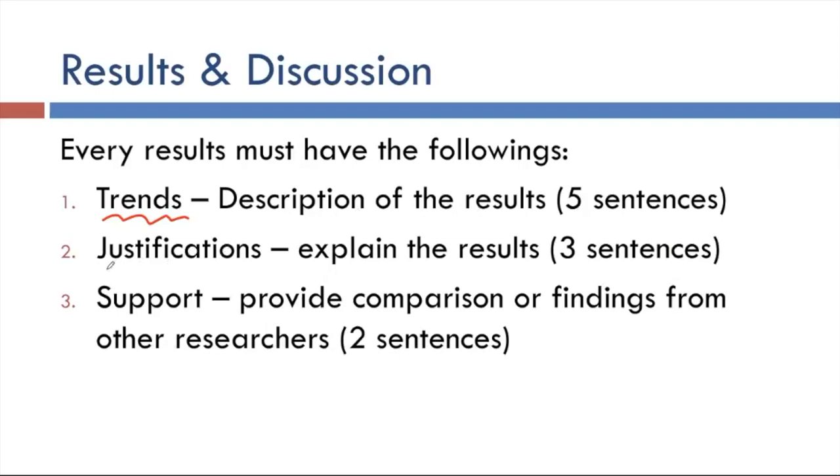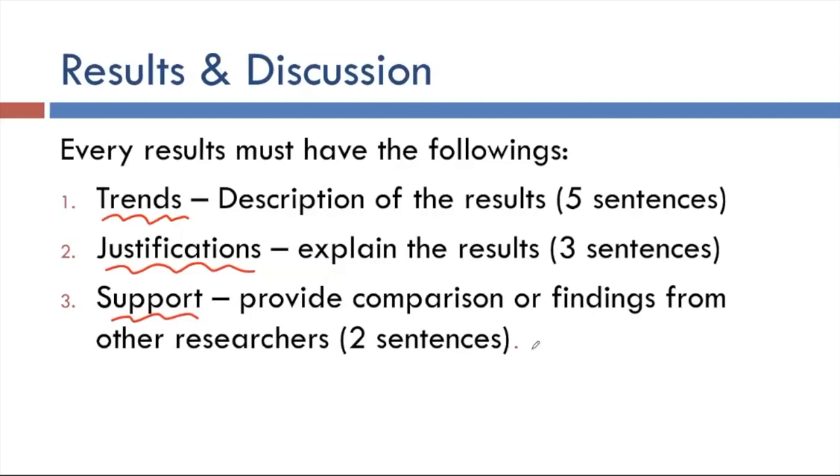And then you follow it by having a justification. You need to explain the results, not just report what happened and what the results are. You need to explain the results, probably two to three sentences or three to four sentences will do. And finally, to wrap up your discussion for a particular result, you need to provide support, such as comparison or findings from other researchers, maybe one or two sentences or two to three sentences.